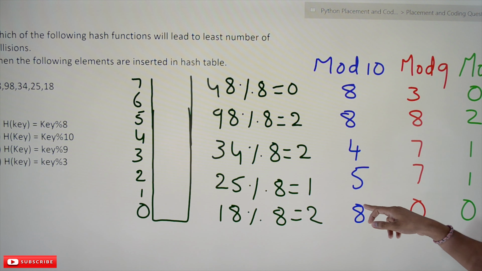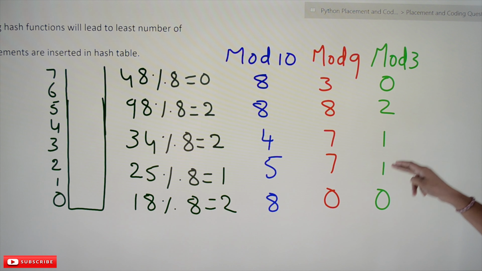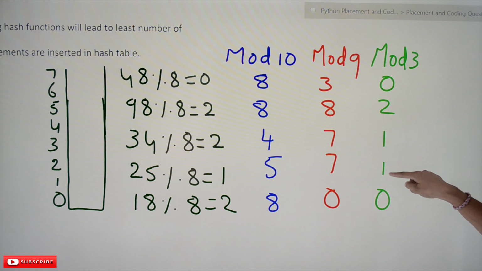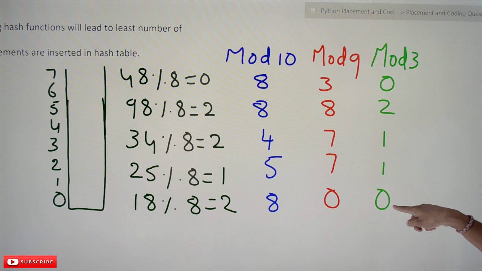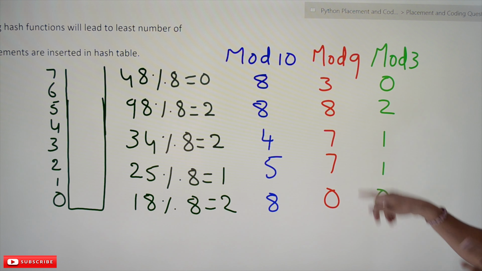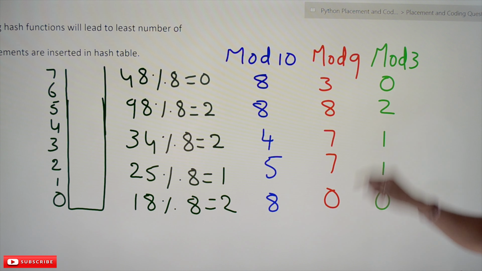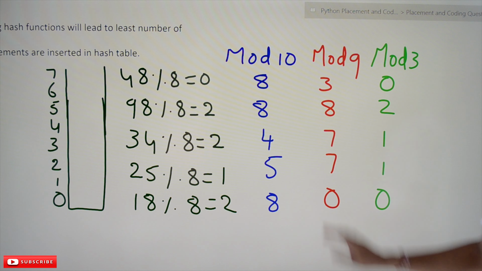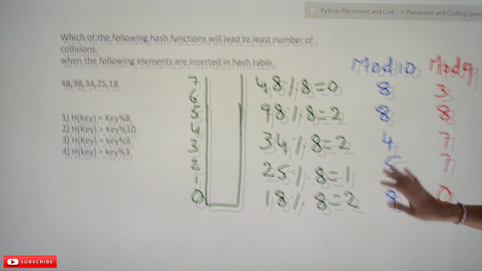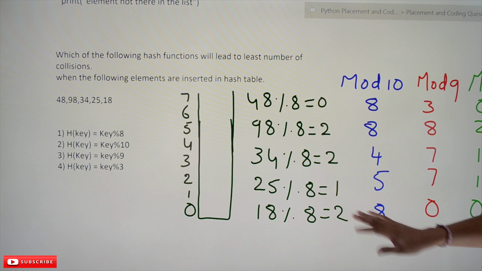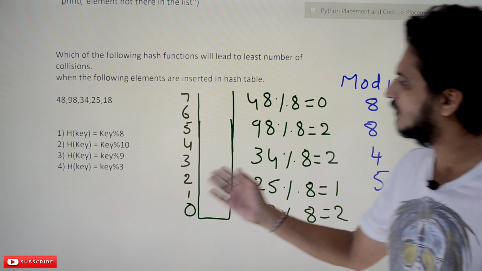So next one is mod 3, values 0, 2, 1, 1, 0. How many collisions? 0, 0, 1 collision. 1, 1. This one 1 collision, this 0, another collision, 2 collisions. Which one is having the minimum number of collisions? Number 9 is having the minimum number of collisions. This is how hash functions work, how the hash table will identify the hash collisions.